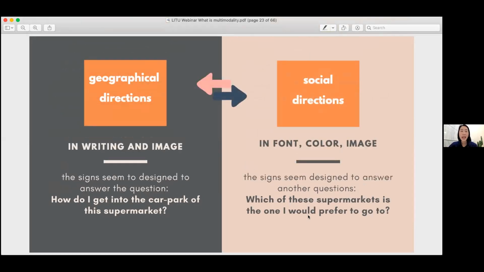So he said that besides the geographical directions that these two signs give, they also give what he calls social directions, right? Which of these supermarkets belong to you? Which type of personality you are and which one you want to go to, basically. Agree? So these are the things that he talked about.